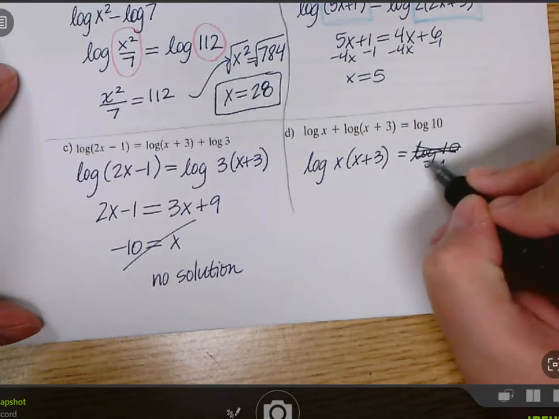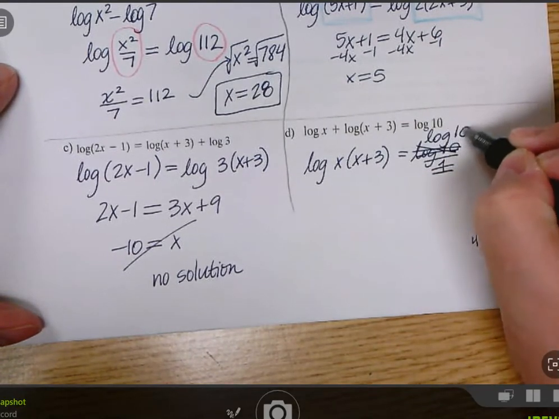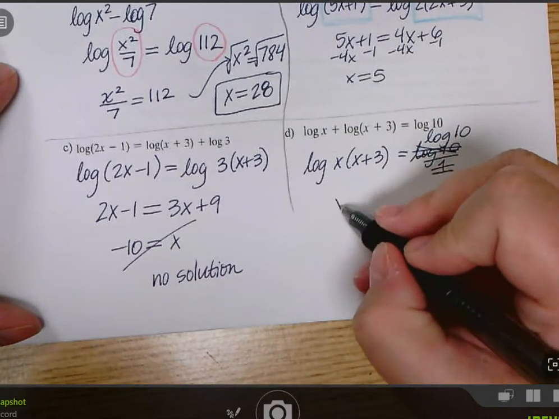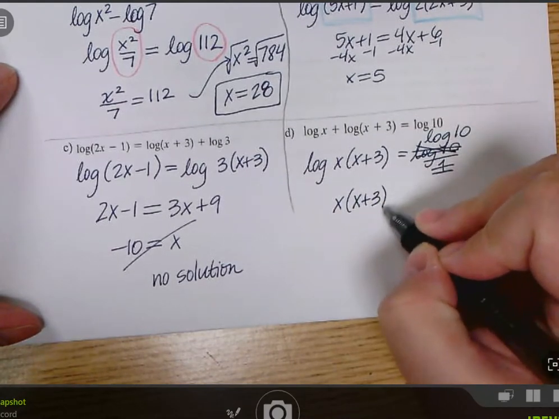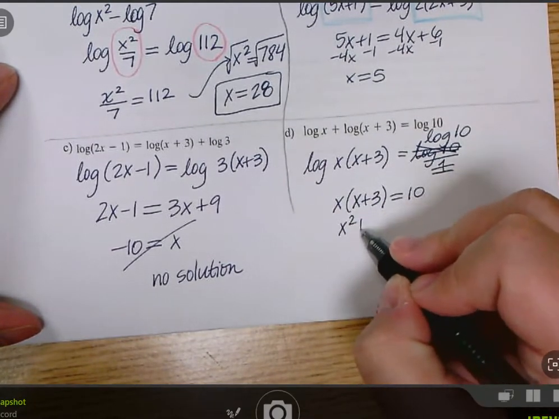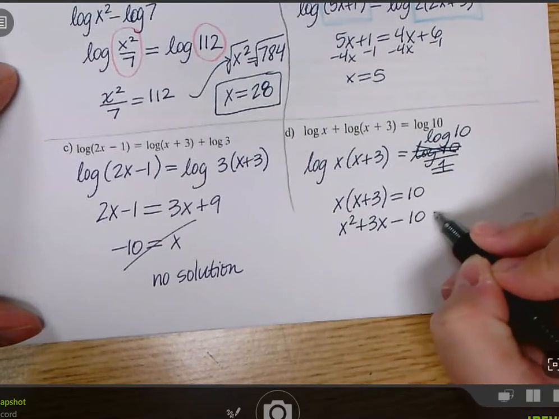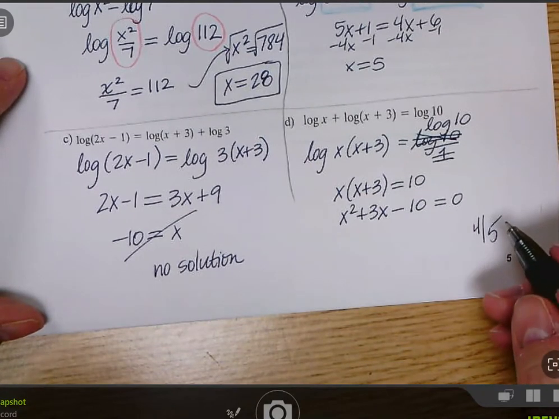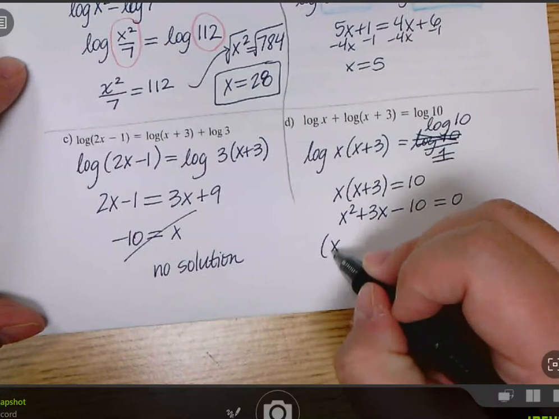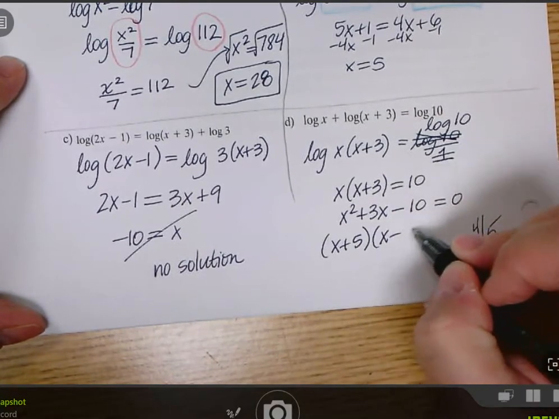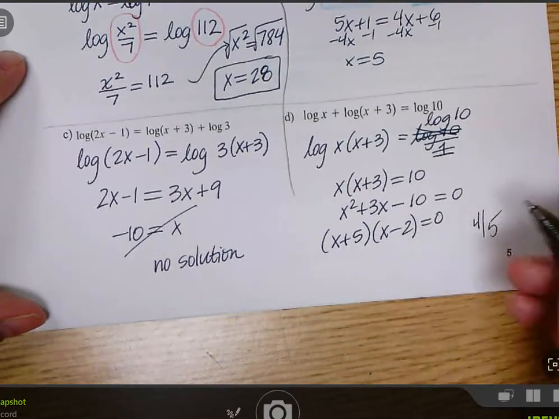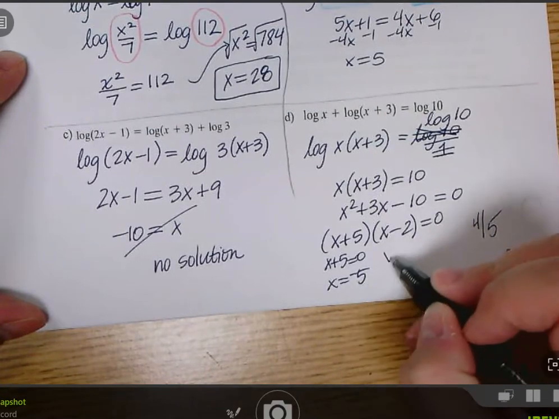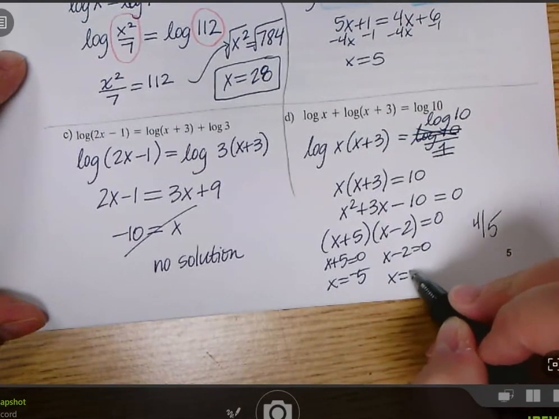So let's go back. Let's pretend I didn't do that. Let's reinstate the log of 10, because then I can say x times the quantity x plus 3 equals 10. So x times x plus 3 equals 10. X squared plus 3x. Bring the 10 over to make it equal to 0 on the right. And then I like to solve by factoring when I can. So this one is factorable, x plus 5, x minus 2. And then each of those factors gets set equal to 0. So that gives me x is negative 5, and it gives me x is 2.